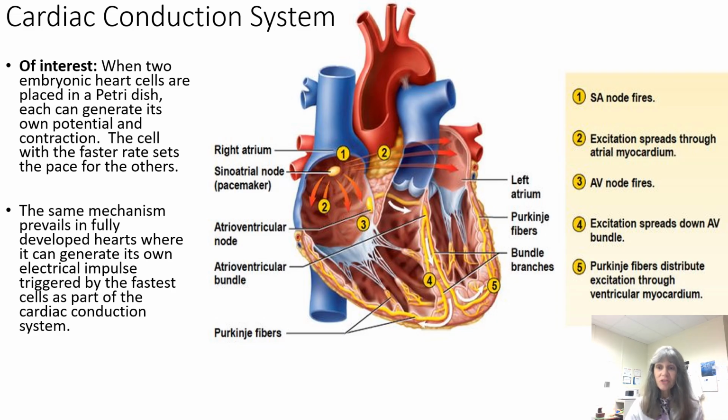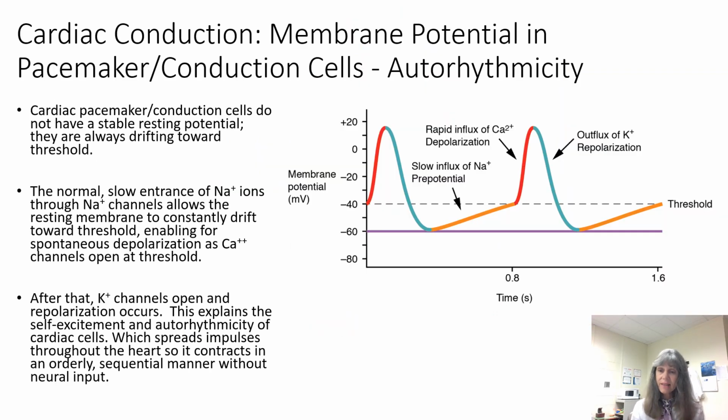And the same mechanism is true in fully developed hearts. At this point, you might be wondering, well, how do cardiac conduction cells or pacemaker cells self-depolarize without the input of a neuron? Well, cardiac pacemaker or conduction cells are able to do this because they don't have a stable resting membrane potential like we see in neurons. In fact, they have sodium channels that allow sodium to leak in slowly, and that takes them from a value of negative 60 millivolts towards threshold, which is negative 40 millivolts.